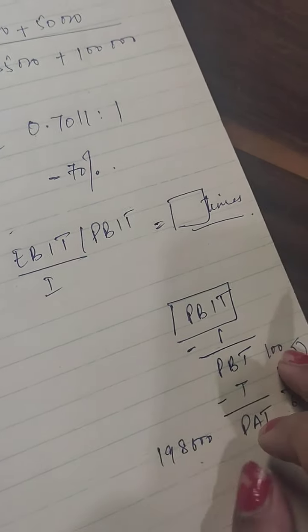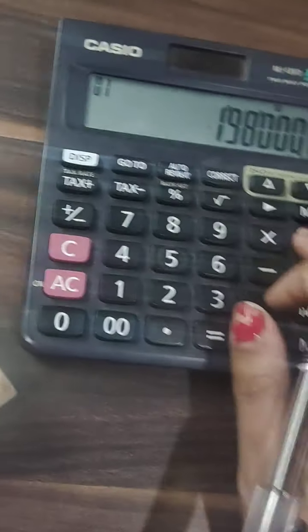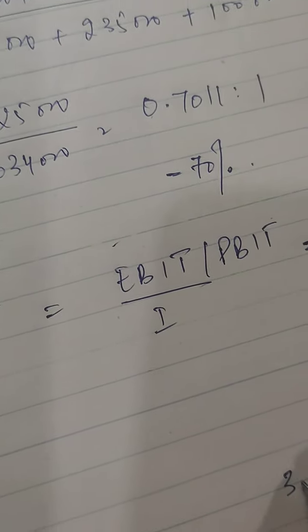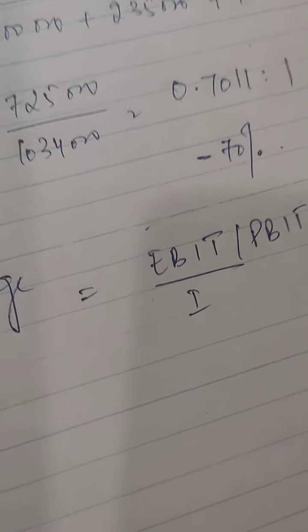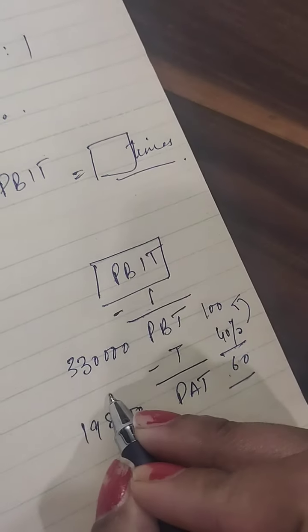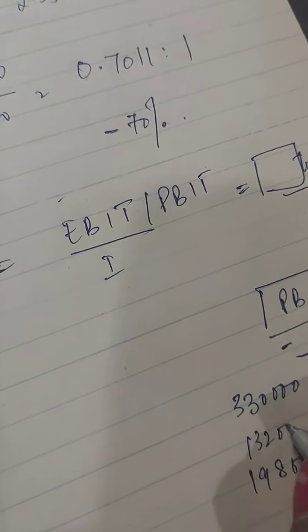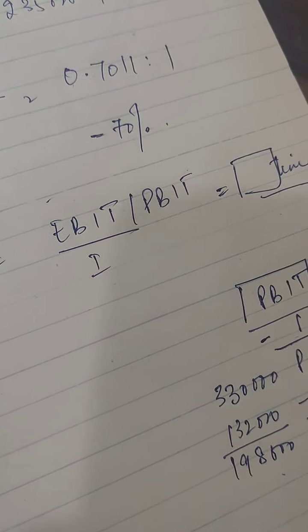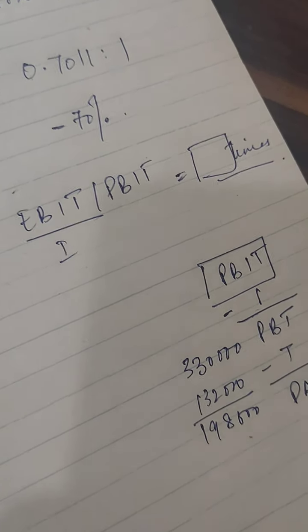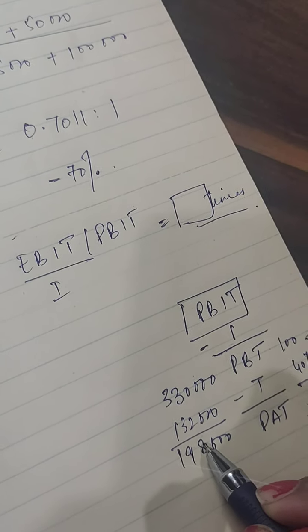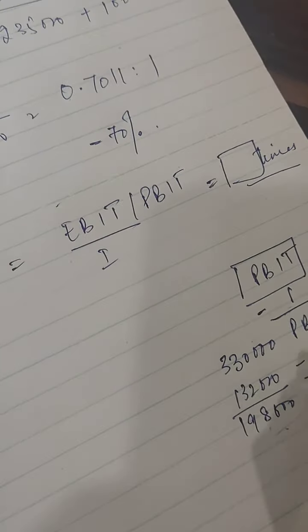So I want the full value, that is of 100%. What will I do? 1,98,000 upon 60 into 100. I will get 3,30,000, which is the amount of PBT, right? If I want to get the tax amount also, I can calculate 40% of this, which will come to 1,32,000, right? And when you reduce, 3,30,000 minus 1,32,000, you will get 1,98,000.